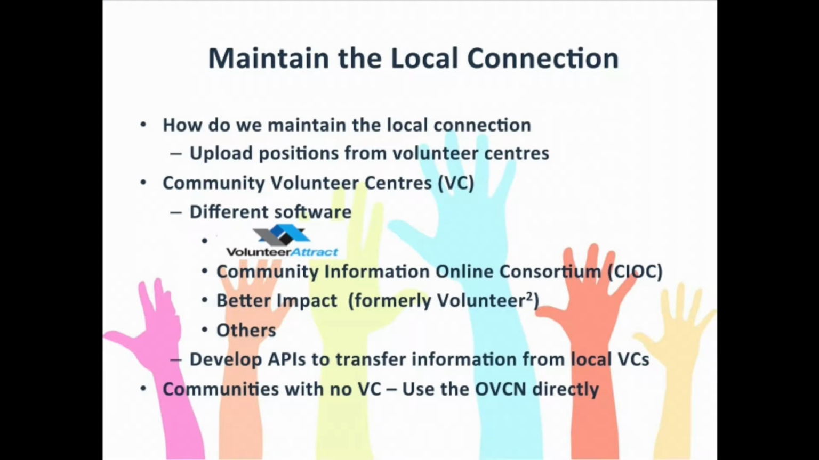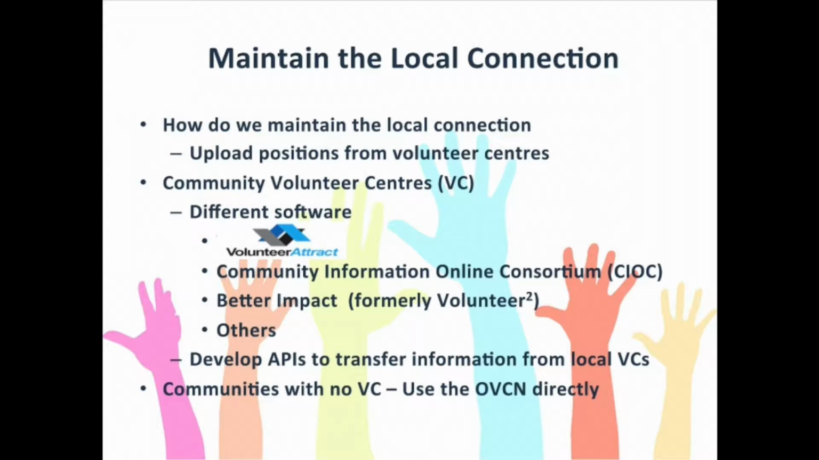However, we've got to keep the community feel. That's, to me, essential. So how do we maintain the local connection? Well, the positions come up from you, they don't come down from the top. This is not a top-down system, this is a bottom-up system. You feed the OVCN portal. There may be some rules on how you feed it, hopefully minimal. Obviously a little bit of standardization just so that we can communicate easily, but we're trying to minimize it as much as possible.